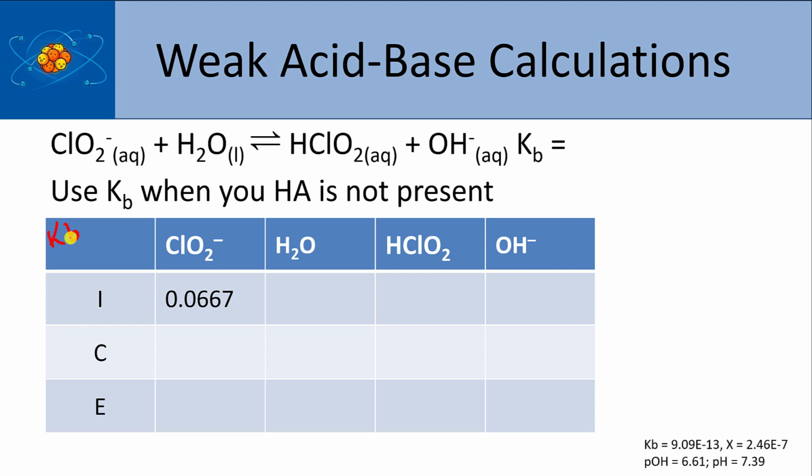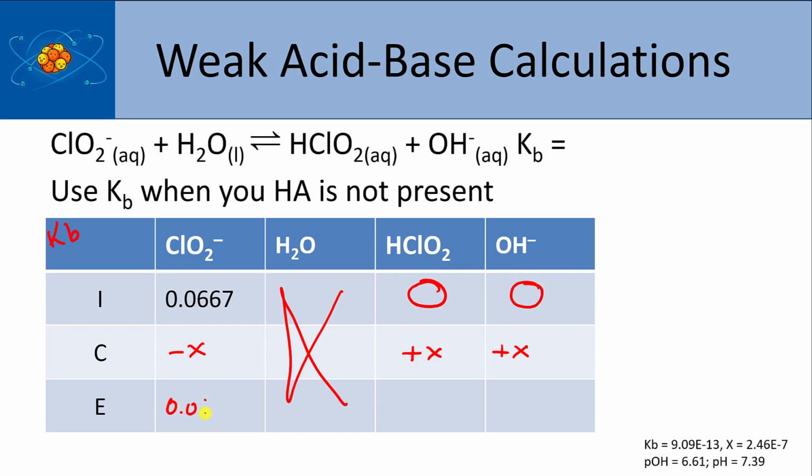So, having said that, we ignore this column. This is minus x. This is plus x. This is plus x. And we're going to assume that there's no acid left because we just titrated it away, and there hasn't been any hydrolysis yet, so we have no OH minus or negligible OH minus. So this is going to be 0.0667 minus x. And this is going to be x and x.